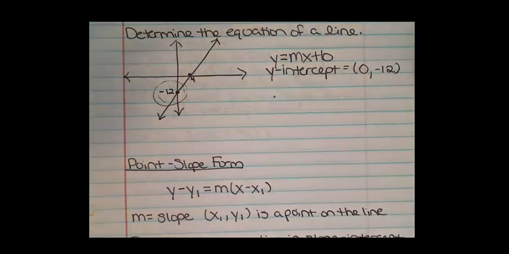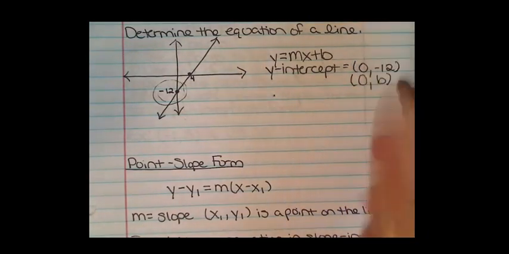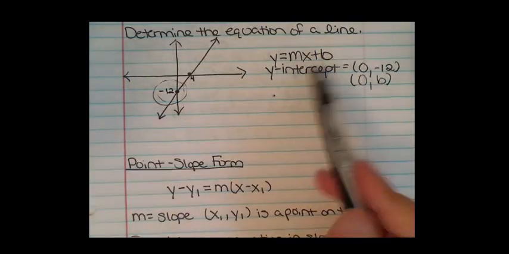Now, what in the world would my slope be? Because if you remember, our y-intercept would be 0, b. So right there we have our b. So the only thing left that we're missing is our m. So how do we find our slope?